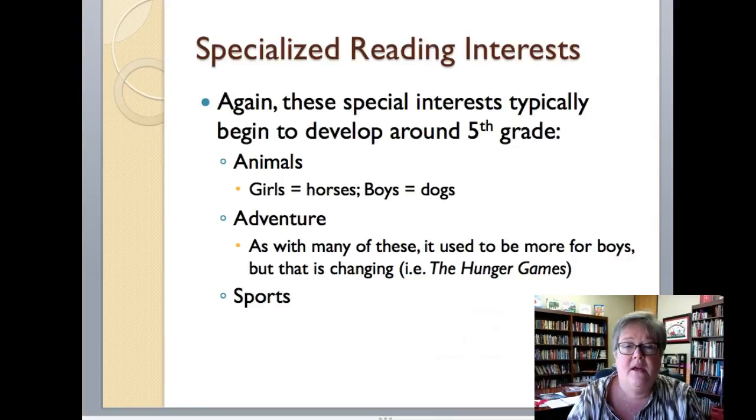Adventure. We used to see some differences in this. In the past, adventure books were typically more appealing to boys, but that's beginning to change, and that's happening because of books like The Hunger Games, where it's definitely an adventure book. It's specifically a dystopian novel, not necessarily realistic fiction, but the main character is a girl. Katniss Everdeen is a girl. So we're starting to see some adventure stories that are appealing to girls.